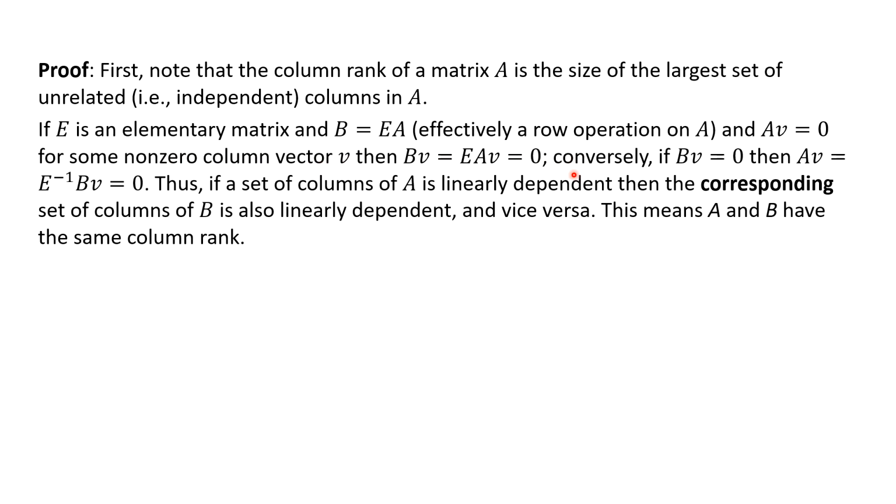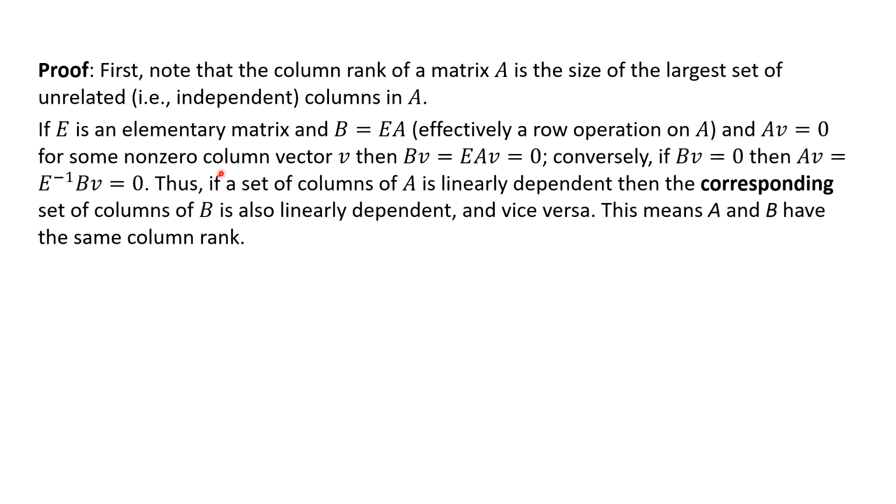And conversely, if there was a dependency between the columns of B, in other words, BV equals 0 where there's some V that's non-zero, not all its entries are 0, then AV can be written this way here. I'm just taking E inverse times B and then substituting that in for A. So we get AV equals E inverse times BV equals 0. In other words, AV equals 0.